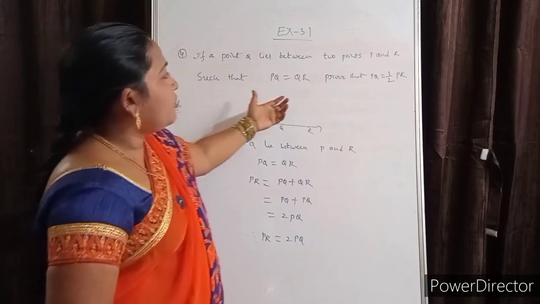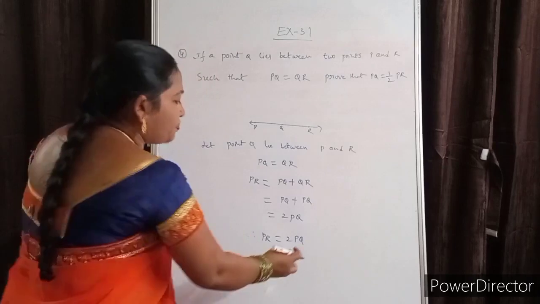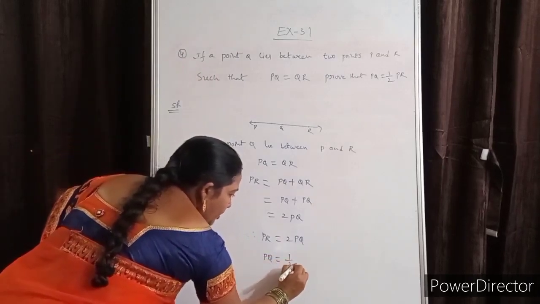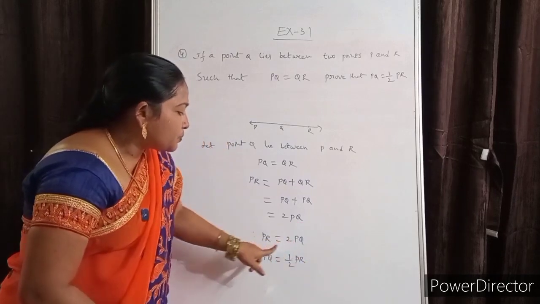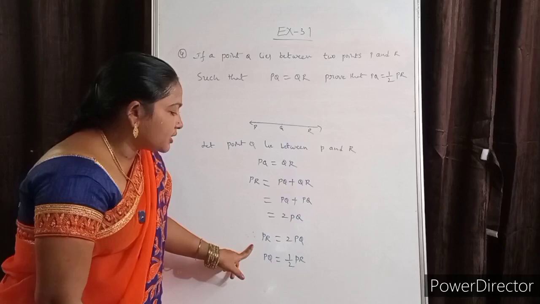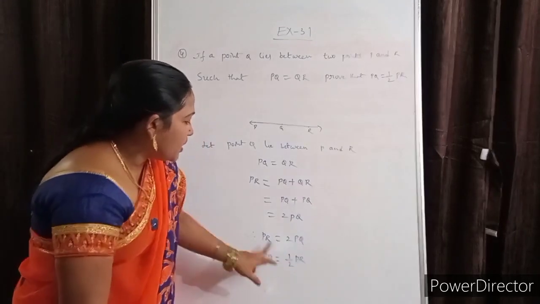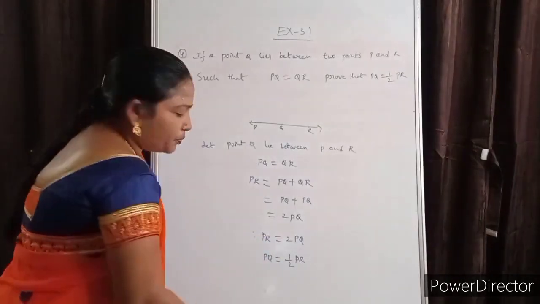We want PQ is equal to half of PR. Already we know, transposing 2 to the left-hand side, PQ is equal to half of PR. Proved.